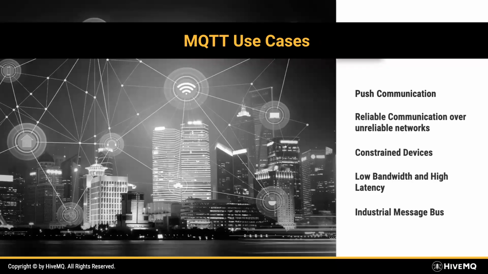So in general, where do you use MQTT? In general, if you have some kind of push communication where you want to connect devices and have reliable communication over unreliable networks. And per design, MQTT is made for constrained devices. That means devices that have low computing power and low memory can use MQTT without any problems.